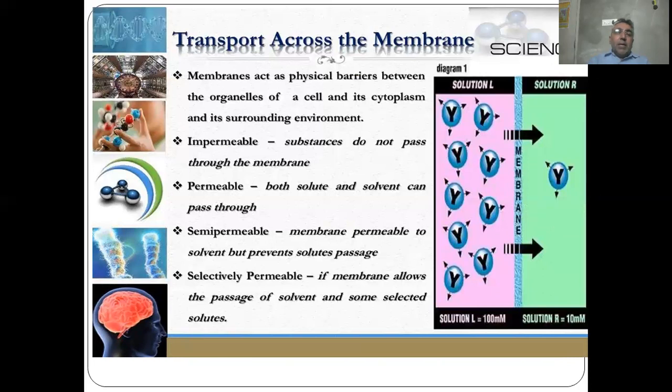Transport across the membrane. A membrane acts as a physical barrier between the organelles of a cell and its cytoplasm and its surrounding environment. Impermeable: substances do not pass through the membrane. Permeable: both the solute and solvent can pass through. Semi-permeable membrane: permeable to solvent but prevents the passage of solute. Selectively permeable: the membrane allows the passage of solvent and some selective solute to go in. That is the transport of the cell.